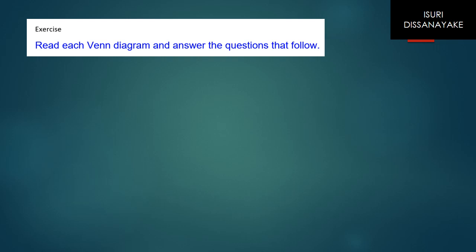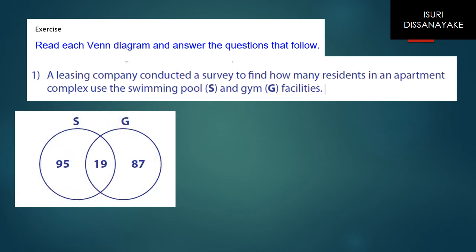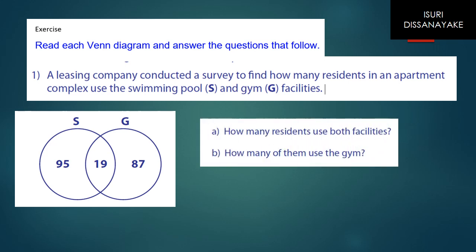Look at this question. Read each Venn diagram and answer the questions that follow. A leasing company conducted a survey to find how many residents in an apartment complex use the swimming pool and gym facilities. So this is the diagram. S is the swimming pool. G stands for gym. So the first question is, how many residents use both facilities? You can see both swimming pool and the gym facility. The answer is over here, which is 90.